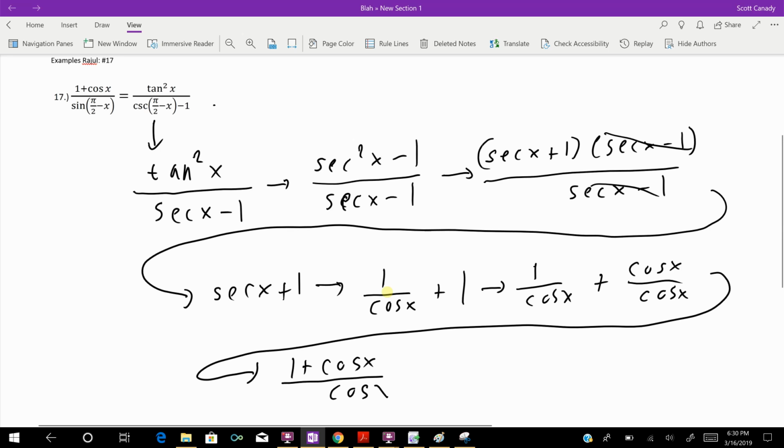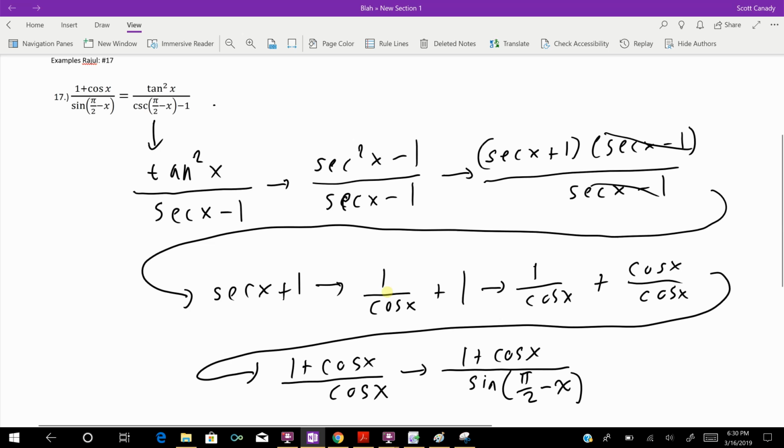Now we're feeling pretty good about ourselves right now because we've got the top of this expression already, and all we need is the bottom of the expression. Well, that's a cofunction identity. Cosine of x is sine of pi over 2 minus x. So that's going to be 1 plus cosine x over sine of pi over 2 minus x.